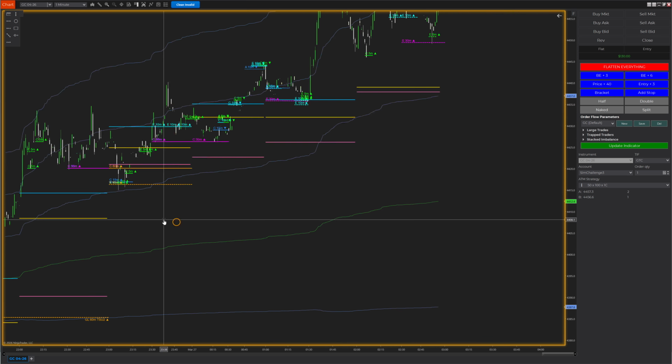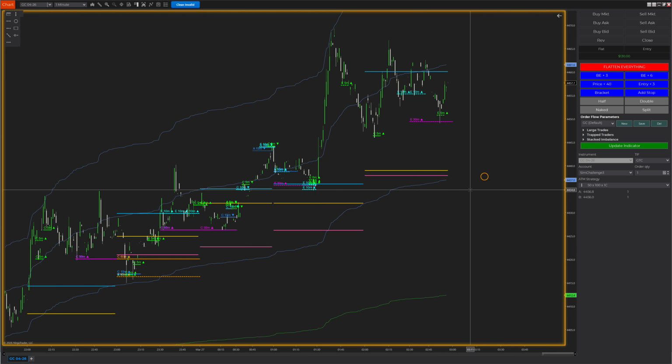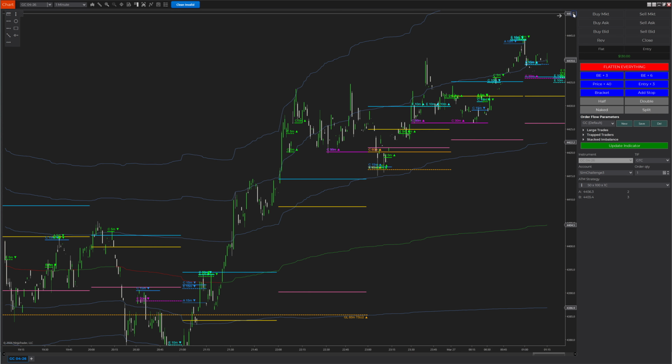Besides that, what I'm really looking for are these clusters of stacked signals from multiple time frames, usually with a smaller one crossing a larger one. For whatever reason, that seems to be the most likely to succeed. You can see we've got a 10-minute crossing a 30-minute, and I'm looking for those in particular. I really like those at the value area high, so like a long at a value area high or a short at a value area low. And we've had some really good ones.